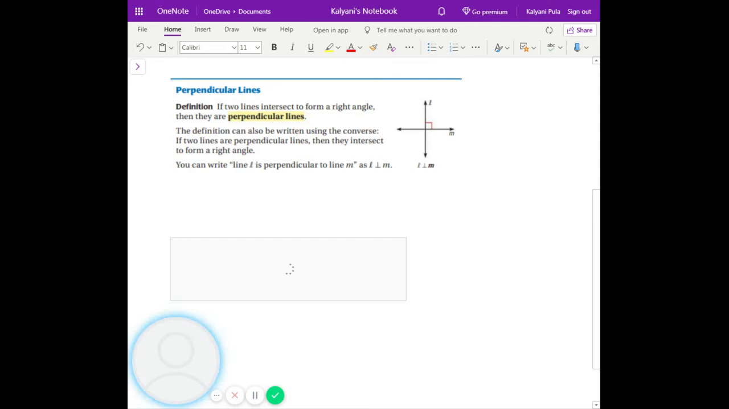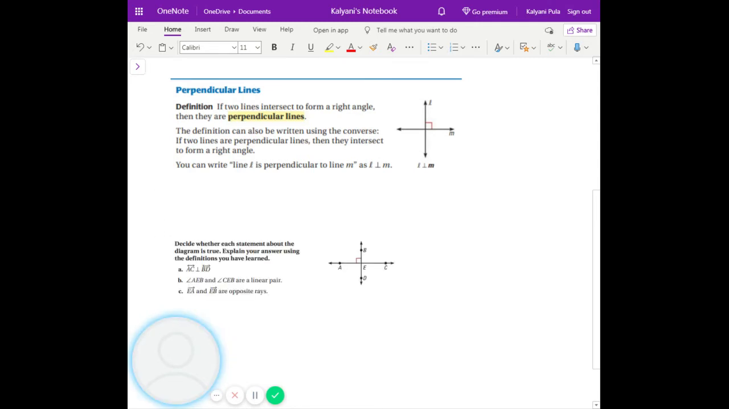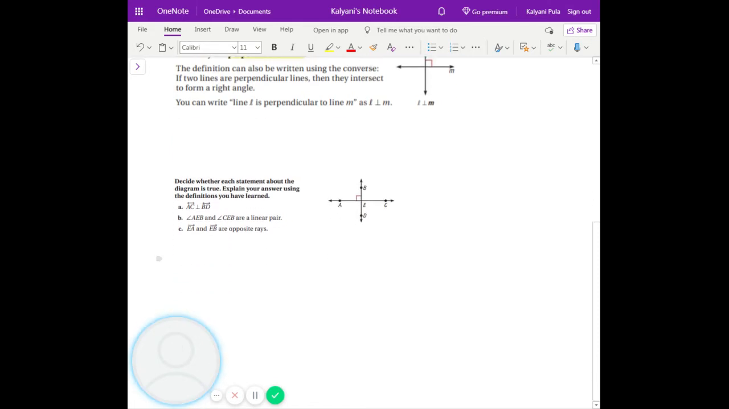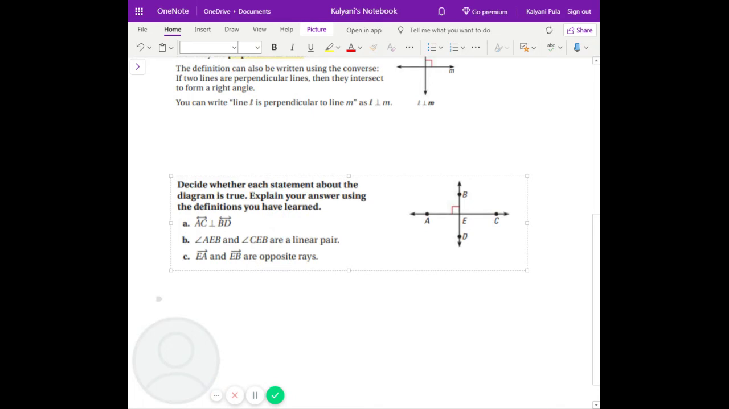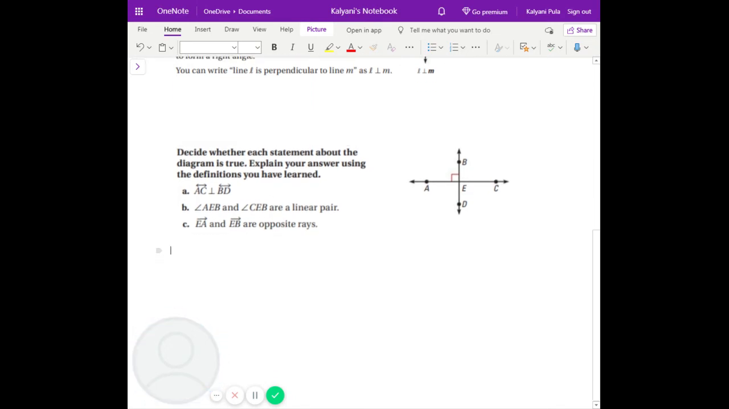Next we're going to look at some questions on perpendicular lines, and see whether the information is true or false. Omar, can you see the screen? It says decide whether each statement about the diagram is true. Explain your answer using the definitions you have learned. AC is perpendicular to BD.